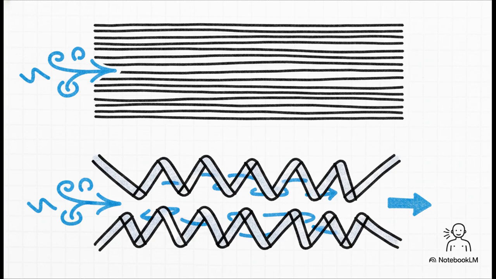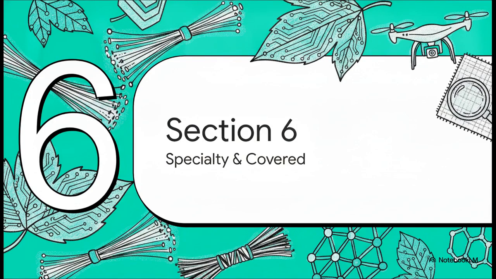To remember this, think of flat yarns as airbag material. They're tightly packed, super smooth, and they literally block air from passing through. Textured yarns, on the other hand, have been mechanically altered to have permanent crimps, coils, or loops. This creates physical space in the yarn, giving your clothes high breathability, moisture absorbency, and that really cozy aesthetic of a spun yarn. And finally, we reach Section 6, Specialty and Covered Yarns.